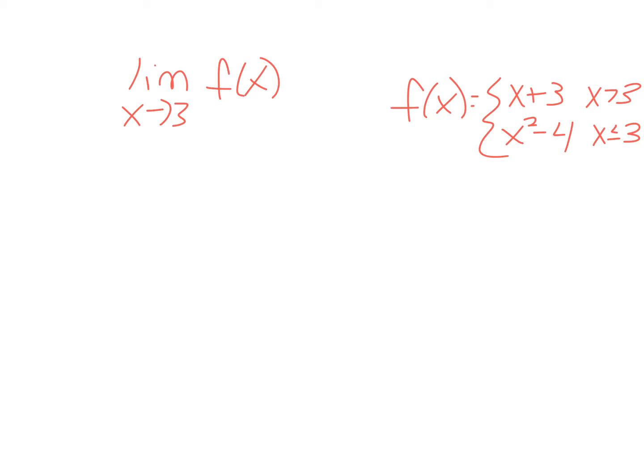All right, so we got this piecewise function we're trying to find the limit of. Let's graph the piecewise. It's x plus 3 when x is greater than 3. 1, 2, 3, and your output's going to be 6: 1, 2, 3, 4, 5, 6. Open circle here. And it's going to be a linear line with a slope of 1, so it's going to keep going up that way.